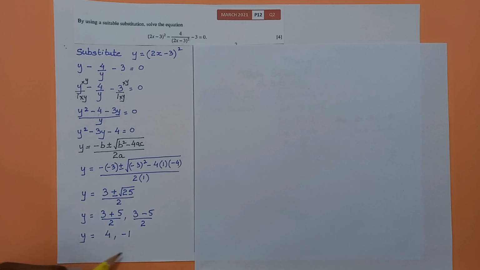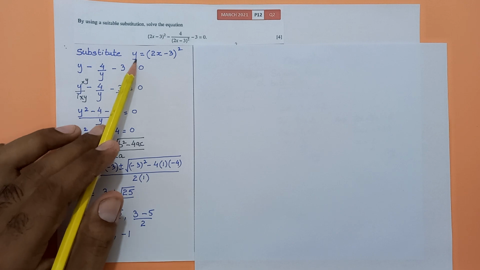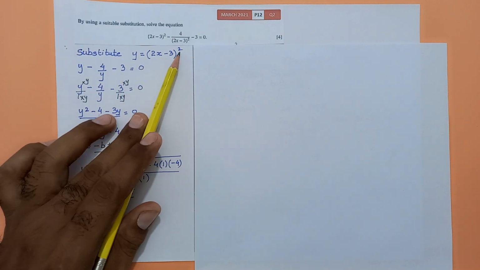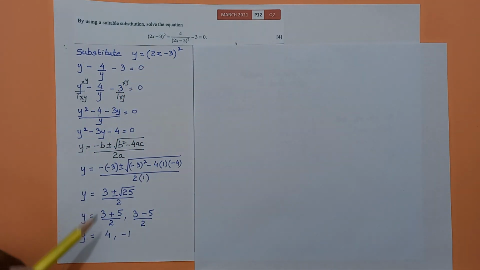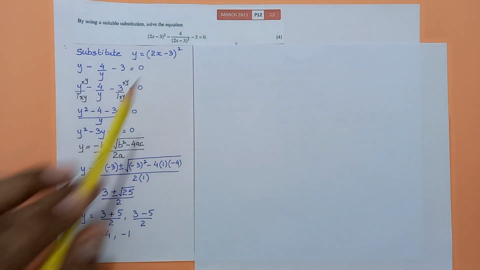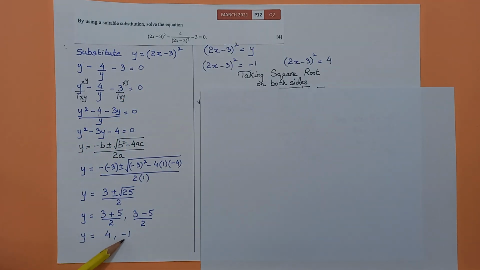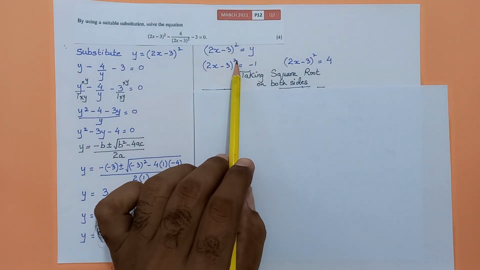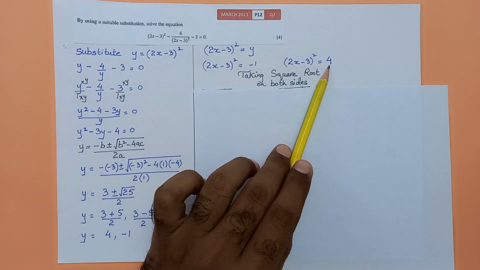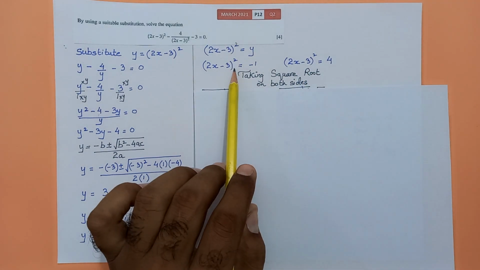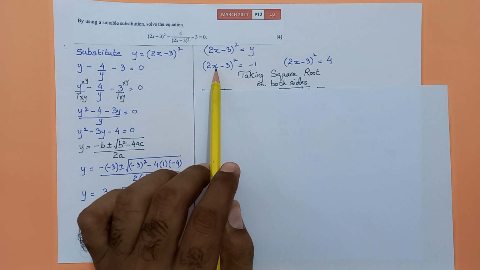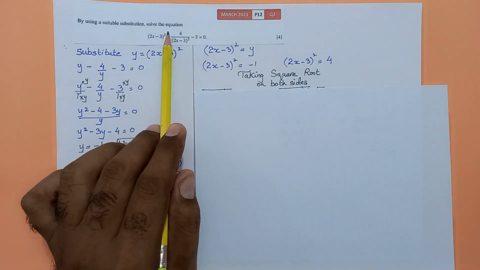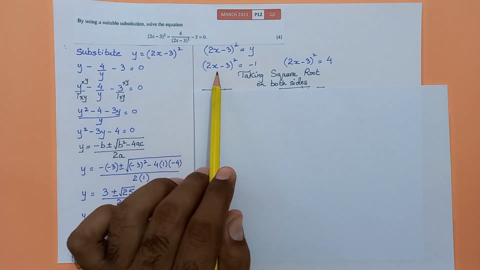These are not the final answer. These are basically the two values of the substituted variable, which was y. But y is equal to (2x - 3)². So instead of this y, we can write (2x - 3)² = 4 and (2x - 3)² = -1, like we have written over here. Now because we need the answer for x, as it was written, solve the equation, definitely we need the value of x.